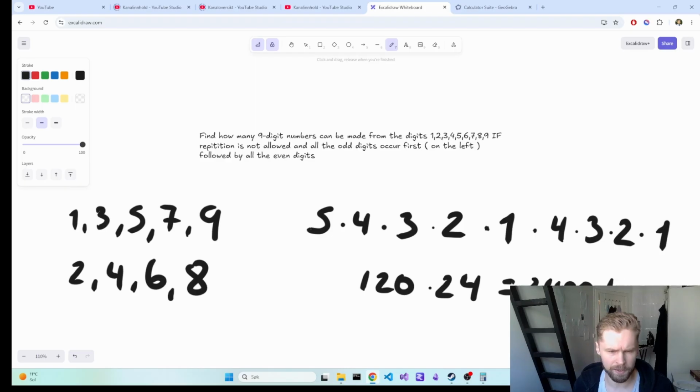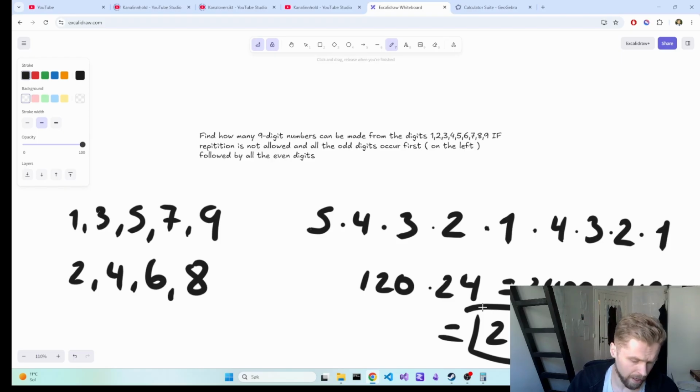2,400, plus 480. So that's going to be 2,880. So that's how many 9-digit numbers can be made. 2,880. I'm feeling pretty confident about this one, but it never hurts to do a little sanity check.